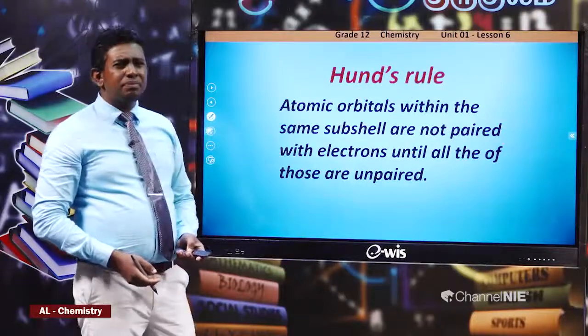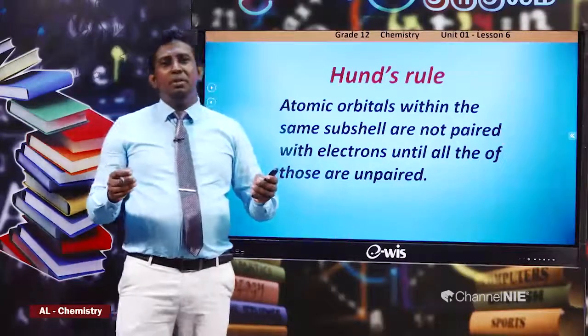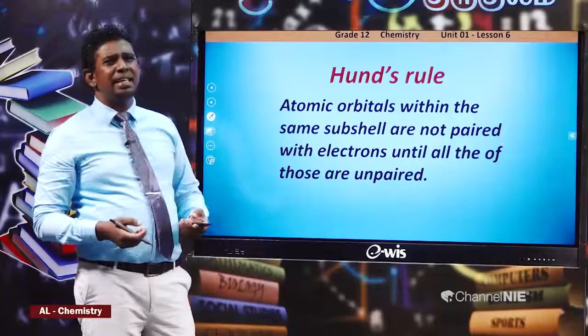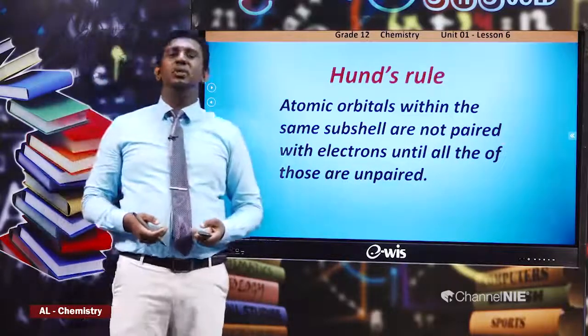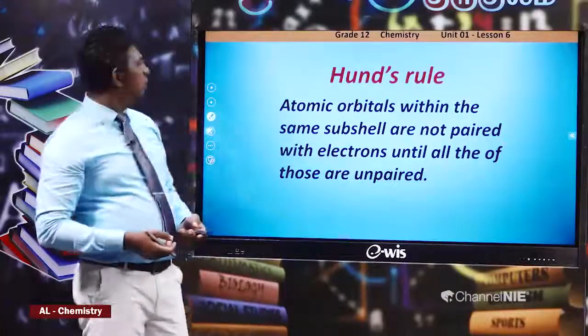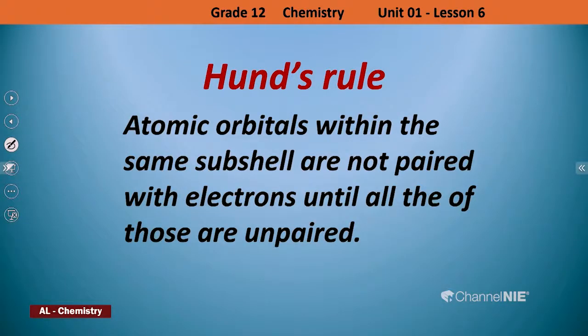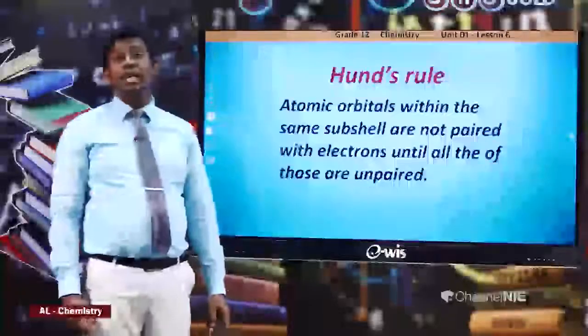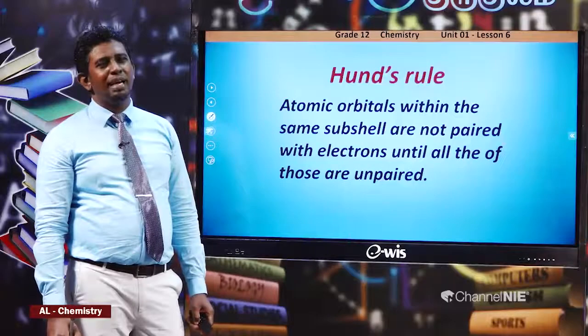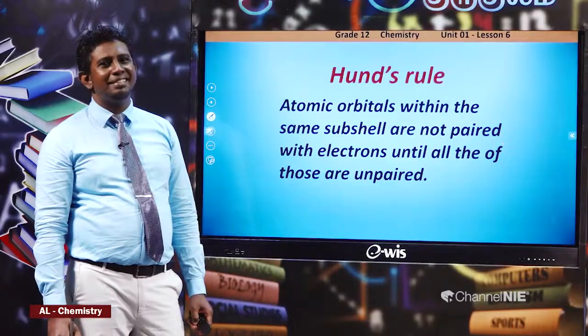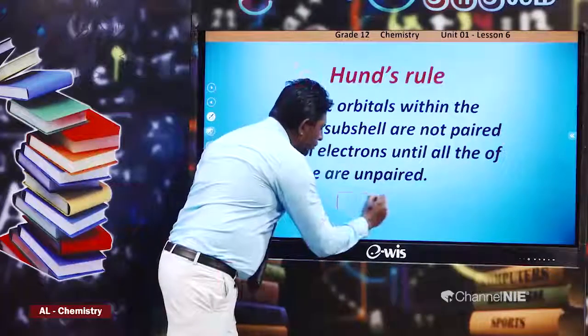Before giving you that deviation, let's learn this. It's what we call Hund's rule. What's Hund's rule? Students, Hund's rule states that atomic orbitals within the same subshell are not paired with electrons until all of them get singly occupied. What is that supposed to mean? Students, imagine you have a p subshell.